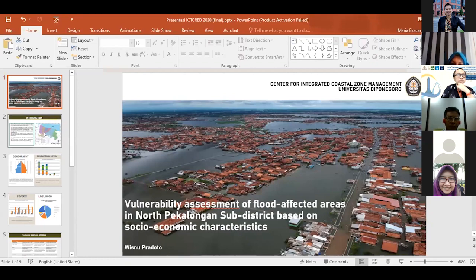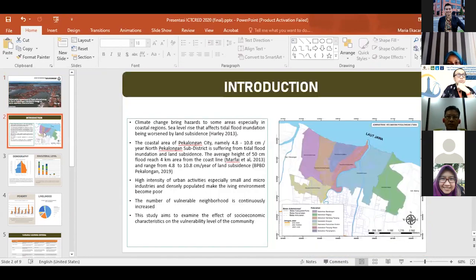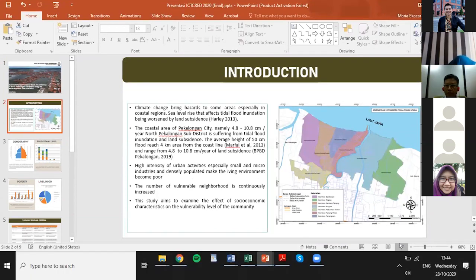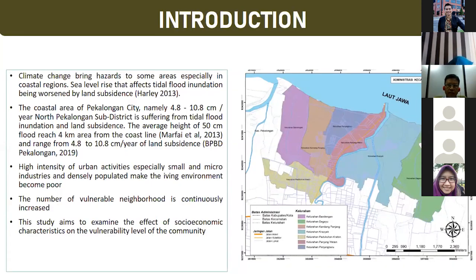So I will start with the brief conditions of the flood-affected areas in the study area. As we know, climate change brings hazards to some areas, especially the coastal regions. From the study area, we know that there are seven villages of the North Pekalongan sub-district that are suffering from tidal flood inundations as well as land subsidence.